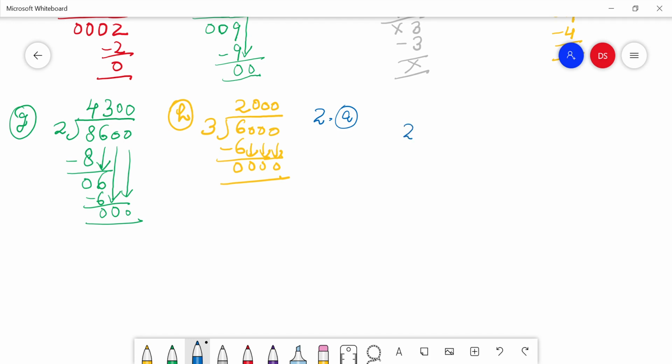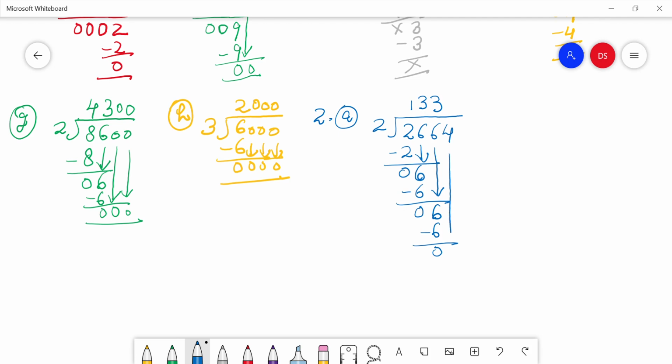2664. Divide it by 2. The divisor is 2. 2 ones are 2. 2 minus 2 is 0. Then we will take 6 down. 2 threes are 6. 6 minus 6 is 0. Next number is also 6. Again we will divide 6 by 2. 2 threes are 6. This is 0. Last digit is 4. 2 twos are 4. 4 minus 4 is 0. The answer is 1332.